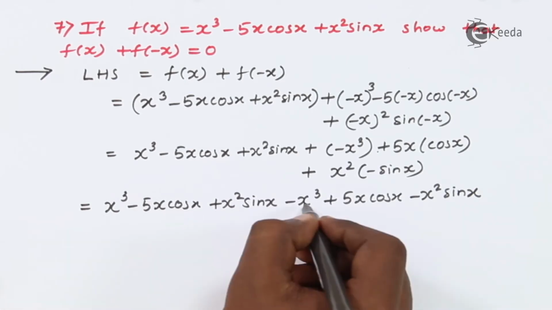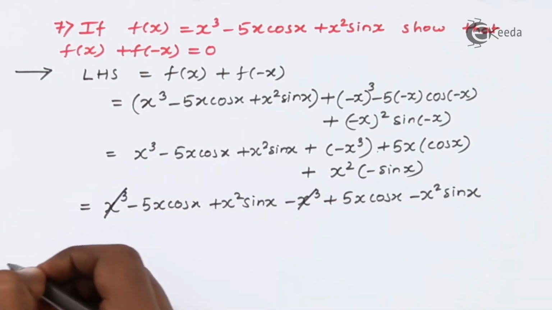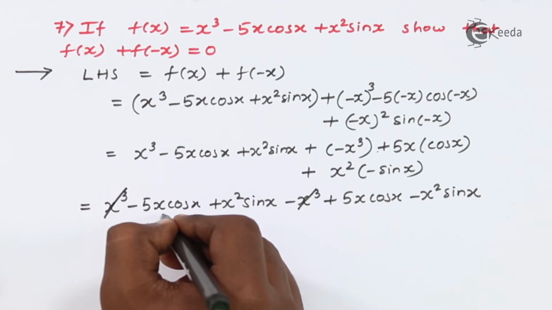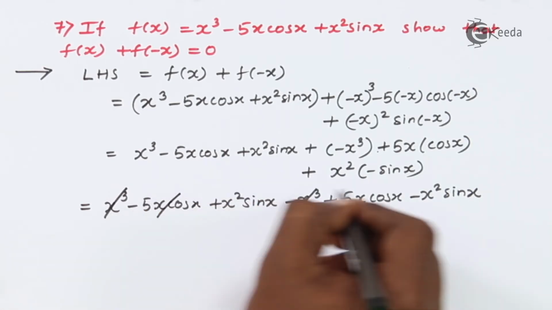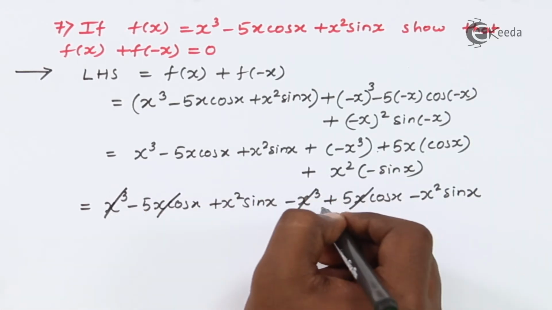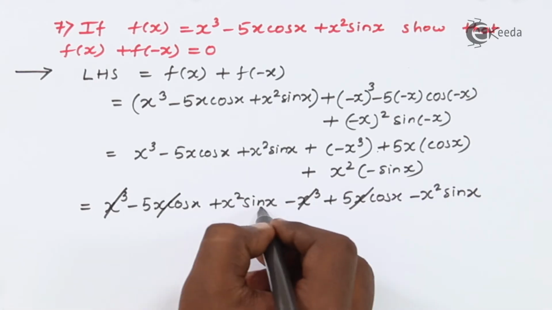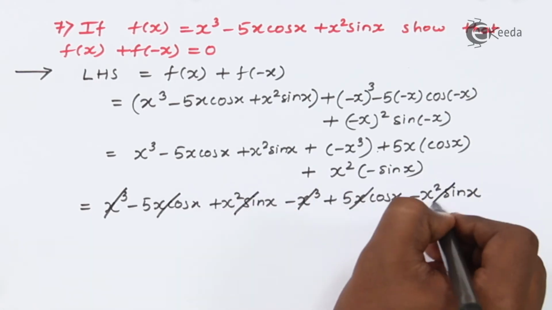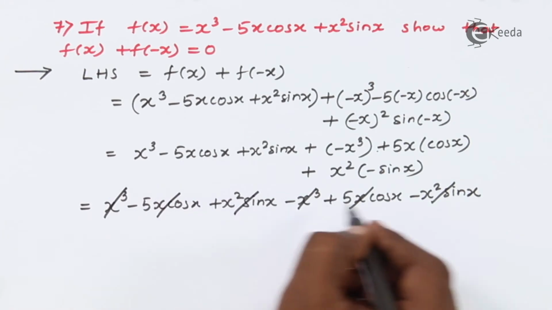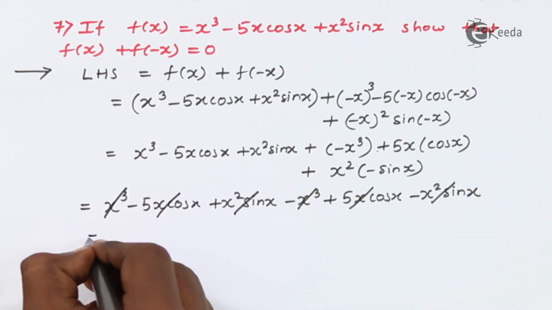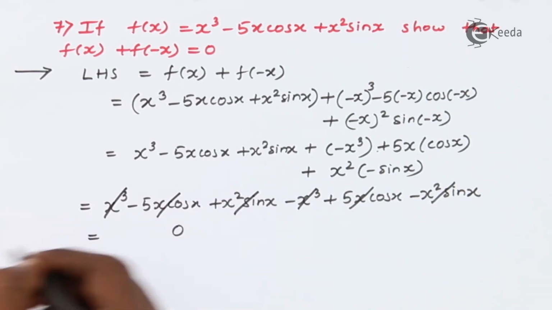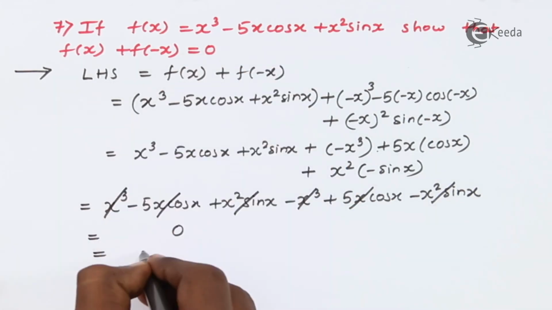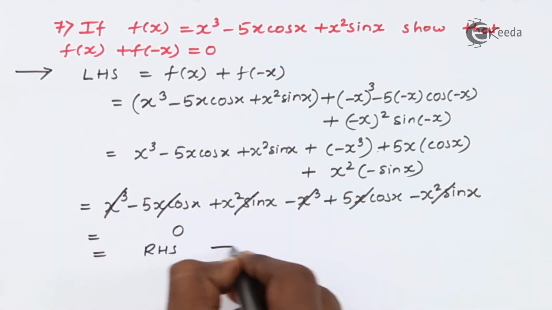So x cube minus x cube, yes, it will cancel each other. Minus 5x cos x plus 5x cos x, again they will cancel because they are the same number with opposite signs. x square sin x minus x square sin x, again they will cancel each other. So each term is cancelled. So the remaining part will be 0. And what is 0? The one which is in the RHS. So here it is proved.